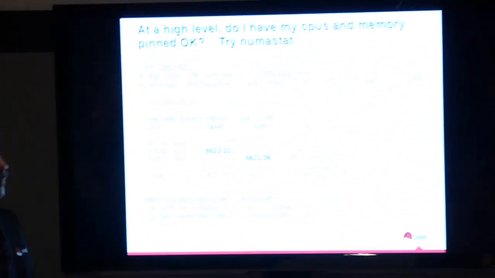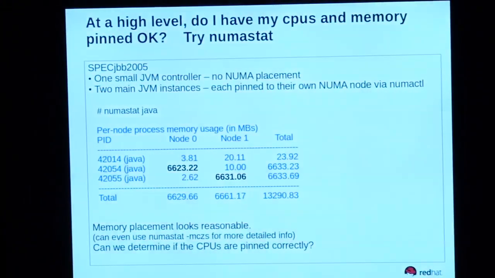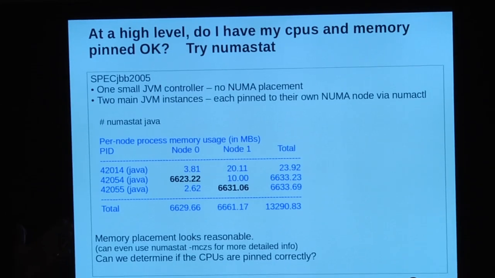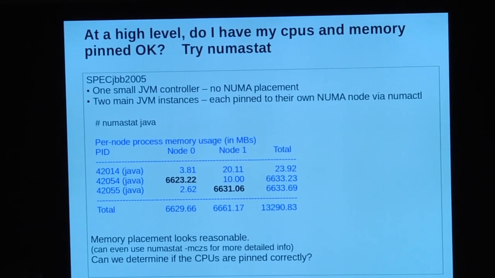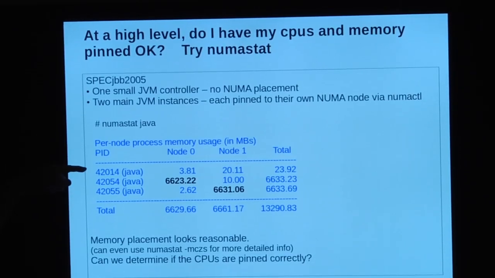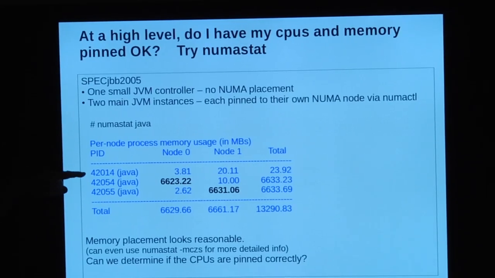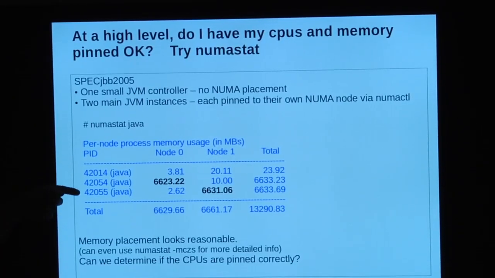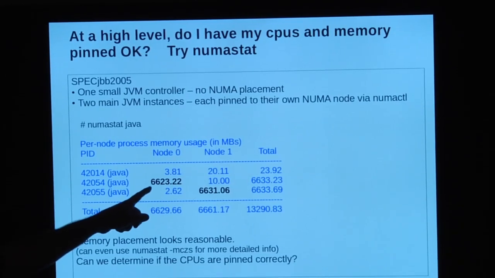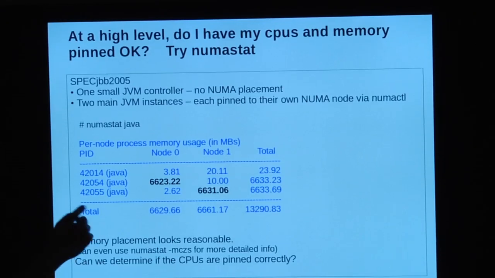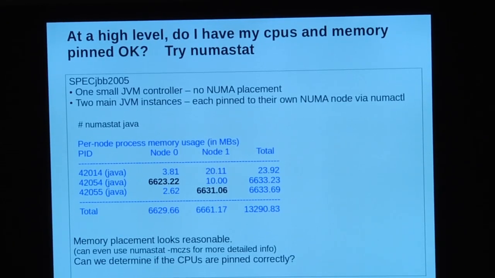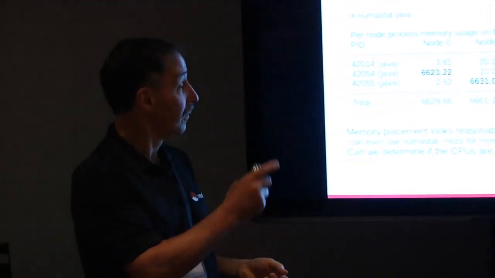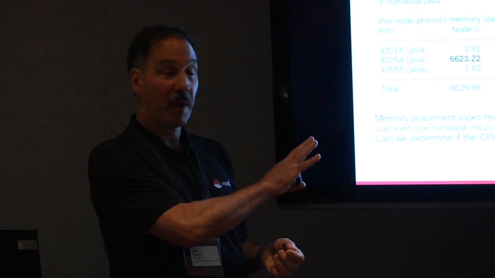So I took SPECjbb 2005 and I ran it in a mode where there was one small controller and two backends, two instances that did all the work. Here's a NUMA-stat on Java, and it shows that the first PID is very small, and I didn't bother placing it. The second PID I placed the memory on node 0, and the next PID I placed the memory on node 1. And NUMA-stat showed us, when I executed the SPECjbb program, that was my intent, and sure enough, NUMA-stat says that's where your memory is.